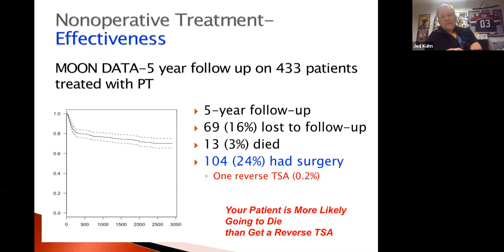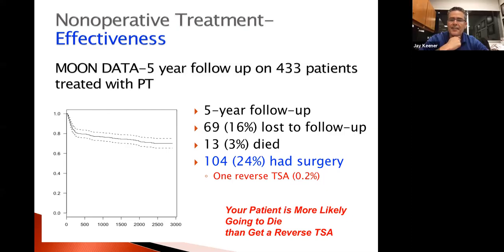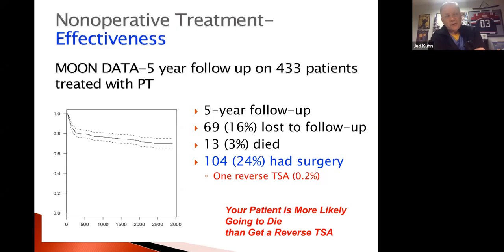At 5 years, we lost 16% to follow-up, 3% of our patients died, 24% of the patients had surgery, and 1 of those had a reverse arthroplasty. So what you can say from this data at 5 years is that physical therapy treated 75% of the patients successfully, and that your chance of dying is higher than your chance of needing a reverse arthroplasty. That's great, at least in 5 years. We're going to have 10-year data probably in the next year because we'll be done with the cohort in March.